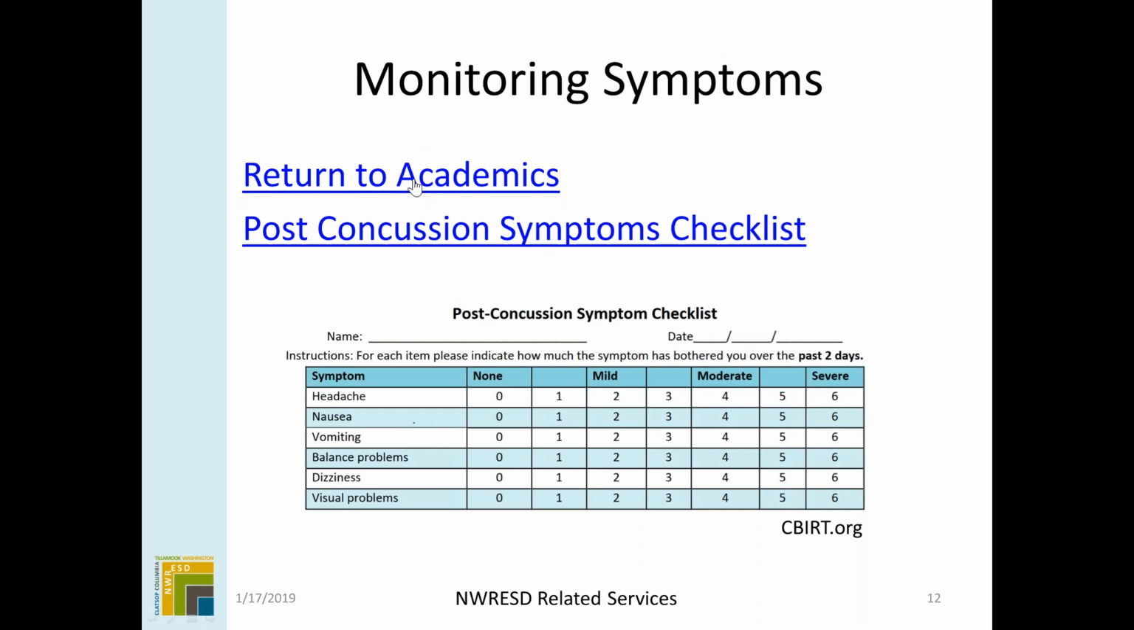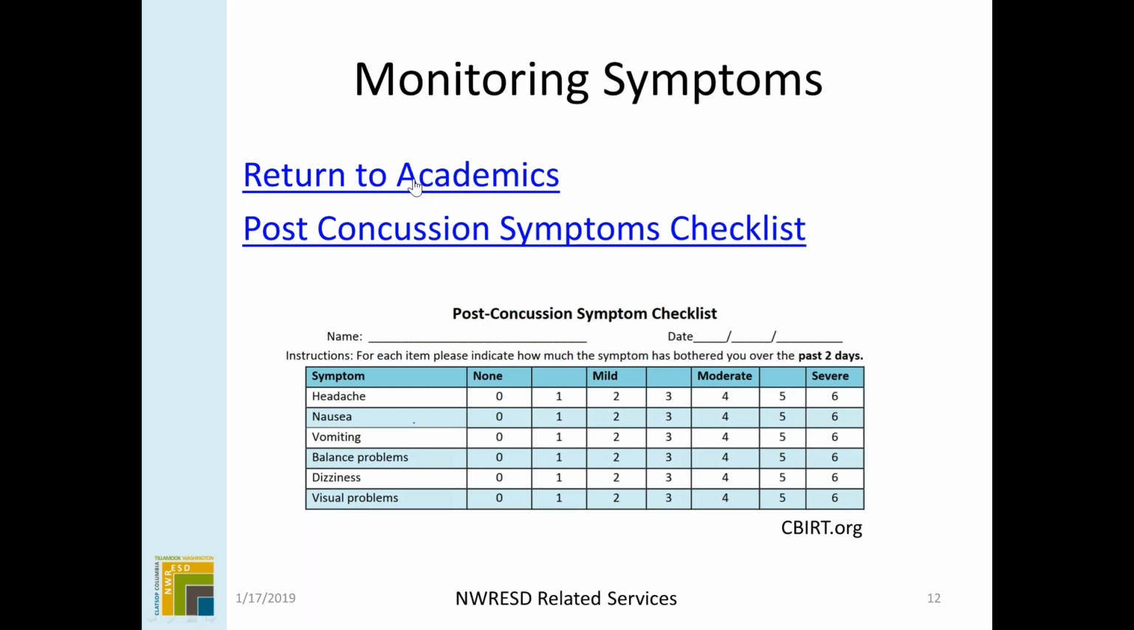I also included the siebert.org link to the protocol for return to academics, because you would probably use these together to monitor whether or not the student is ready to return to their regular academic schedule. You want to gradually return them following a brain injury to their academic program. You don't want to just drop them back in while they're experiencing symptoms.